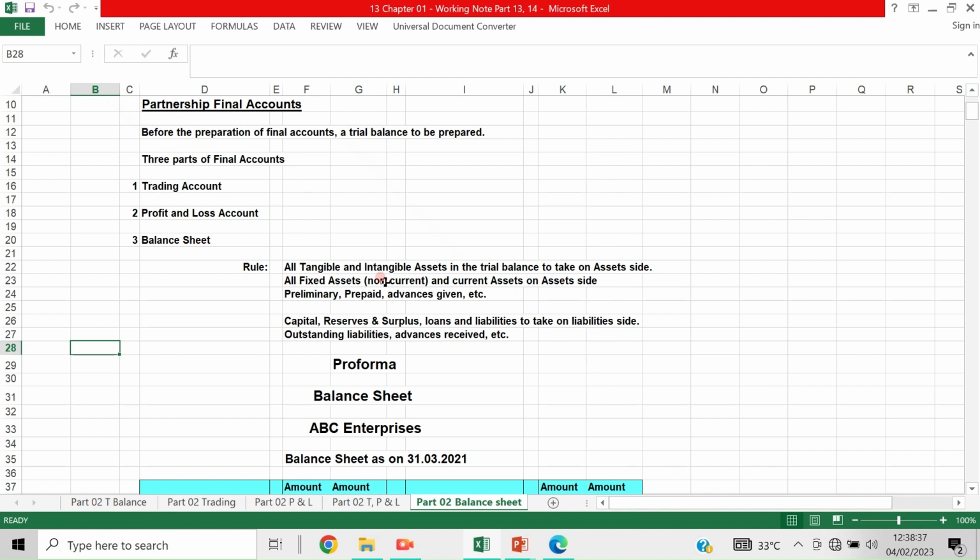And current assets means assets which can be liquidated in a period of 1 year, that's short term, which can be liquidated at any time. The current assets are taken on the asset side of the balance sheet. Preliminary expenses, prepaid expenses, advances given, loans given, etc. are taken on the asset side of the balance sheet.